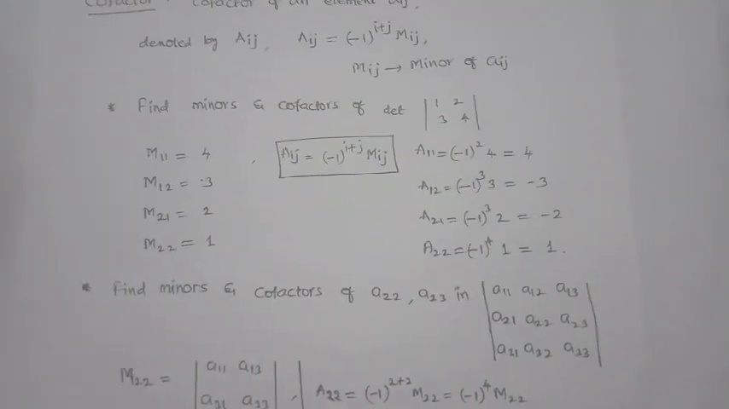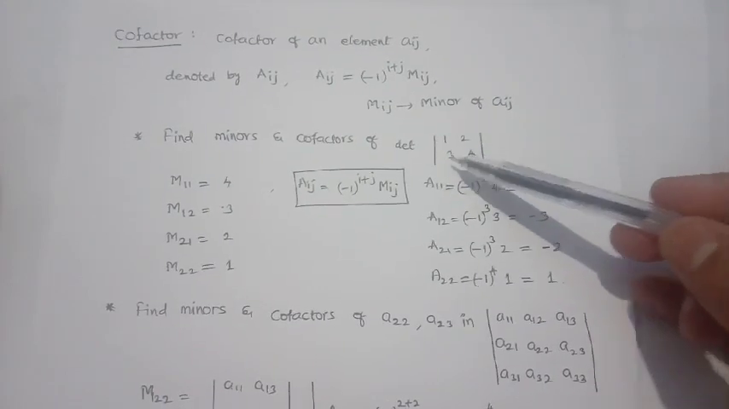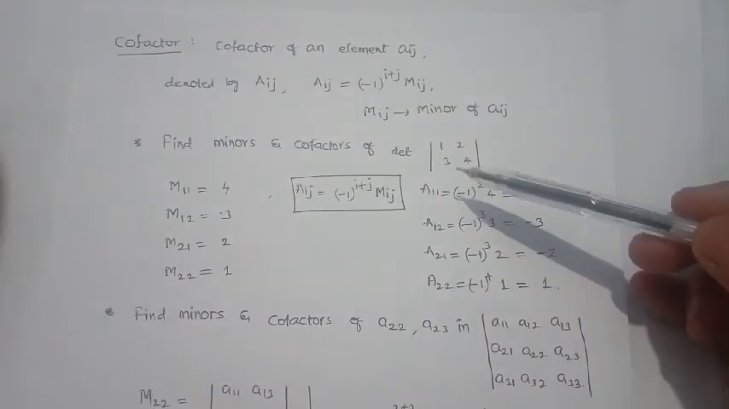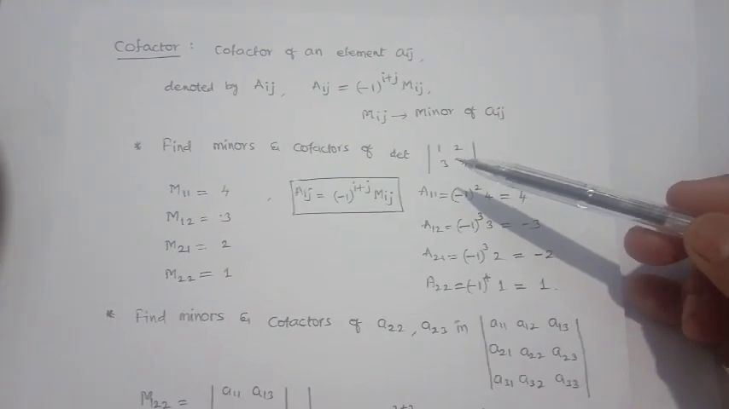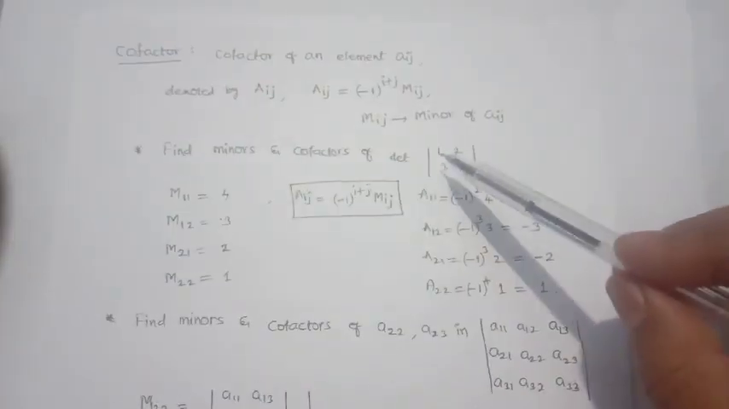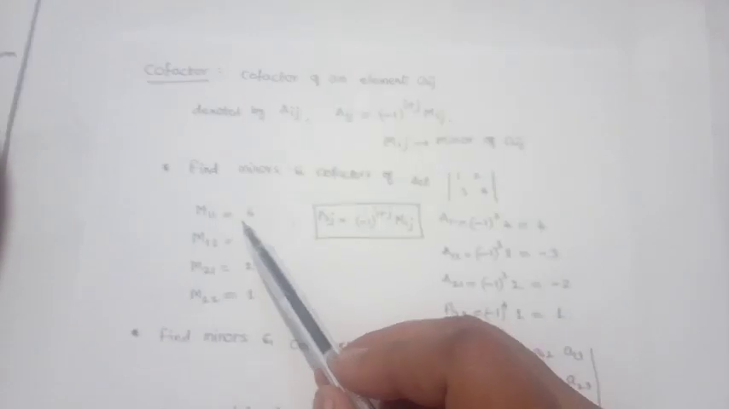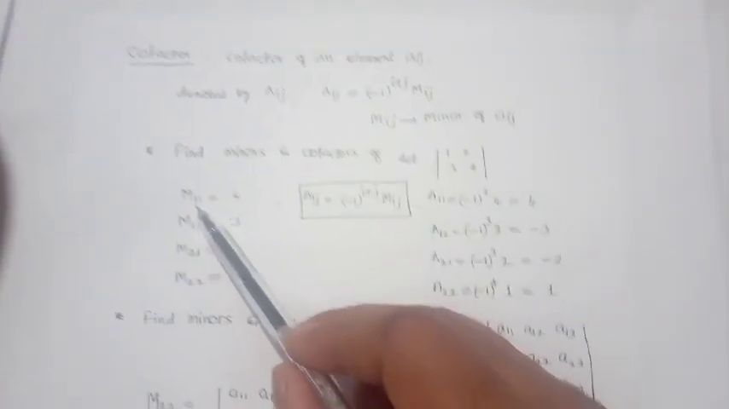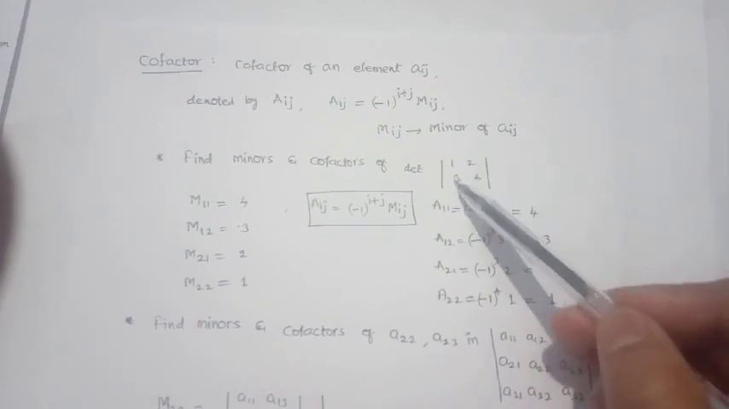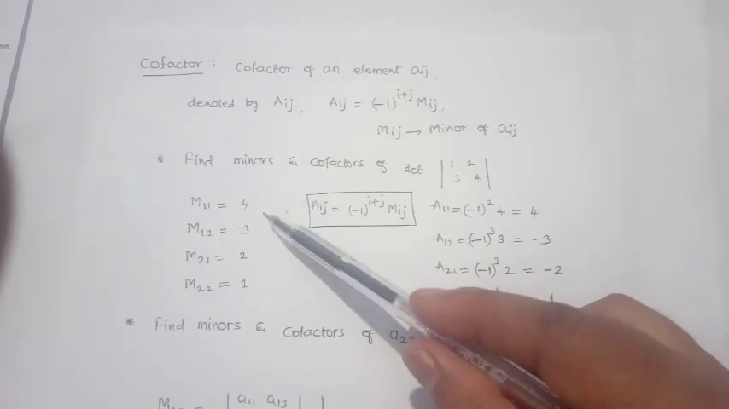Now coming to a 2 by 2 determinant. The determinant is given with the elements 1, 2, 3, 4. It is a 2 by 2 matrix, and in it we are going to find the minors and cofactors of each and every element. Now coming to the first one, M11. M11 means excepting the first row and the first column, only one element remains, that is 4. So 4 should be taken here.